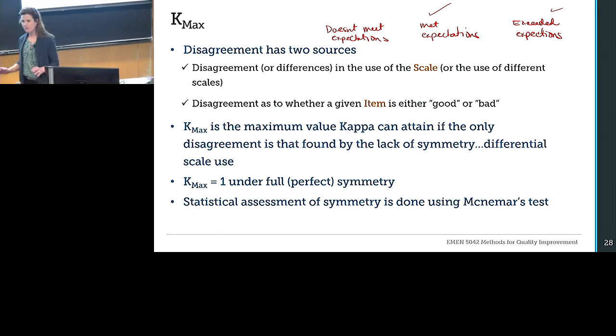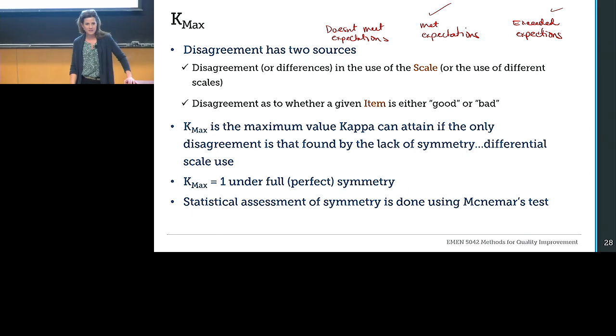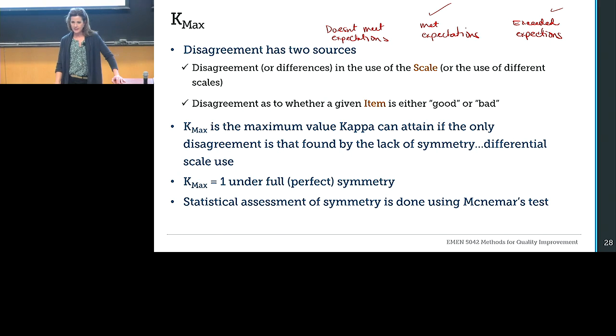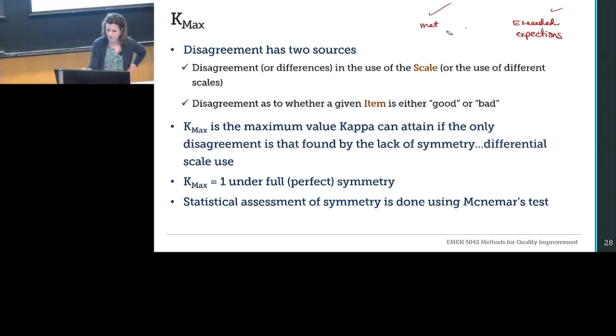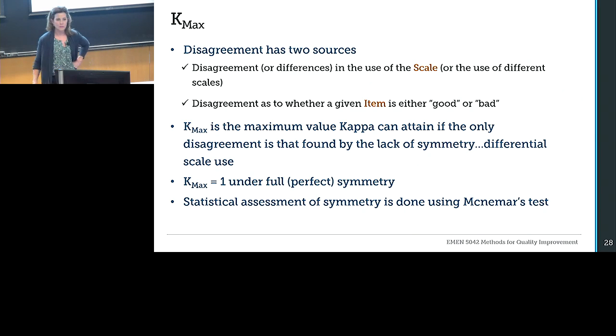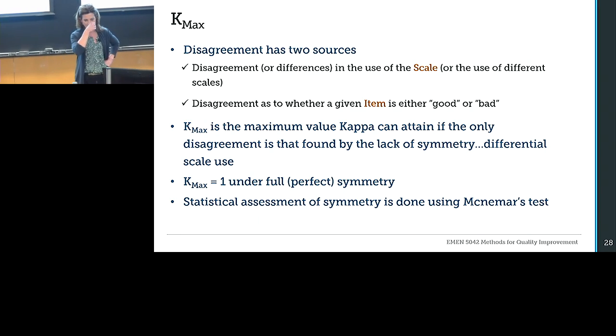Because what if my expectation for performance review is, yep, I expected him to suck, and he did. Met expectations. Really, it's not a good scale, right? So there are different ways that it can be interpreted, and that could be problematic. Now, there could be disagreement also on whether the item is good or bad. You're using the scale the same way, but maybe whether I say it's good or bad has nothing to do with the scale, but really my own assessment of it.